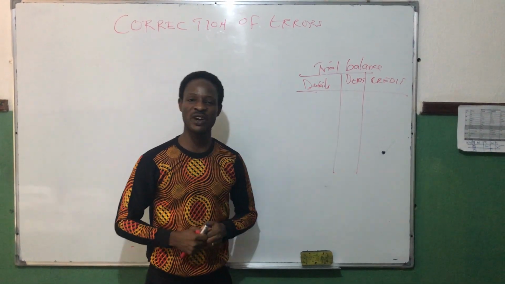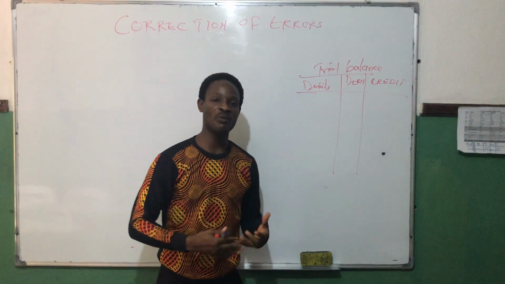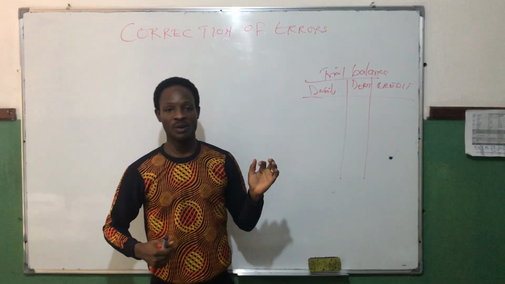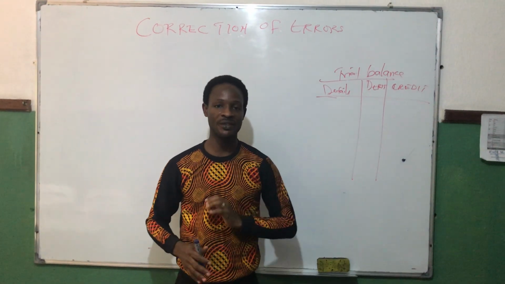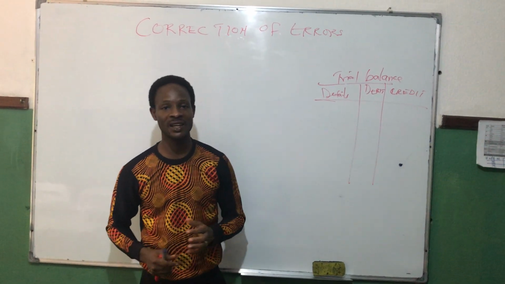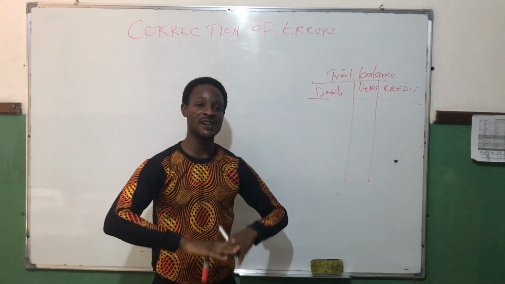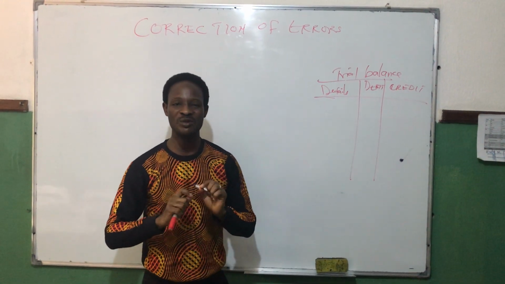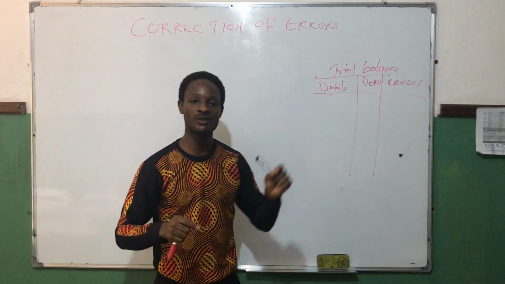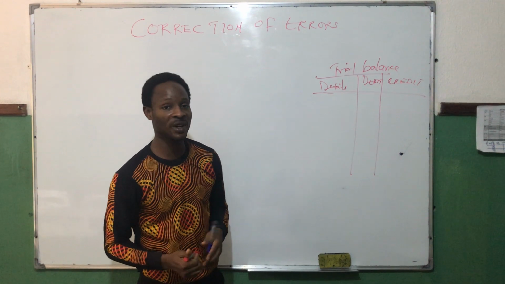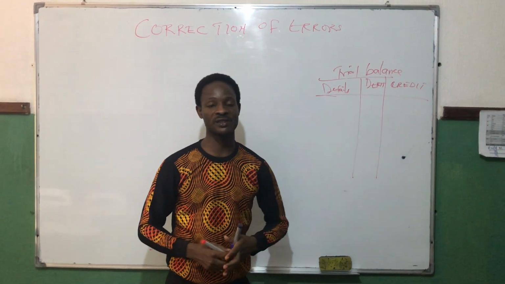Back to the correction of errors. Now, I will give some examples and we'll do it together. We'll start with errors that will not affect trial balance agreement, as I said earlier. First, error of omission. Error of omission means the transaction was totally ignored or forgotten to be recorded. That means we just write the correct entries, opening the journal entries.